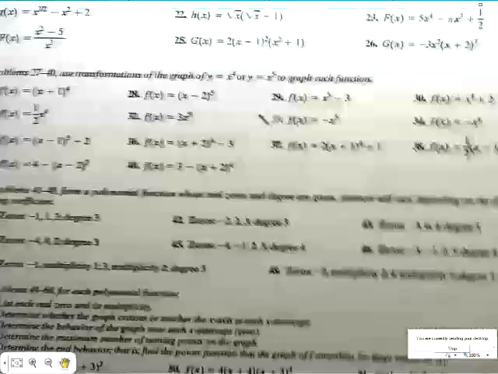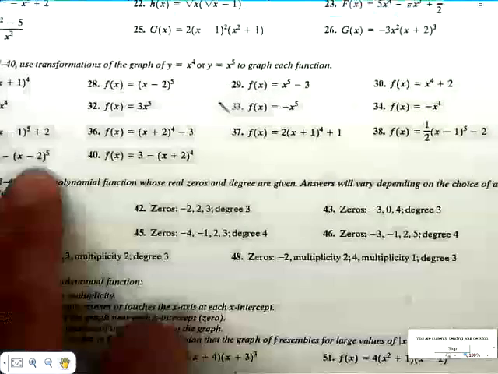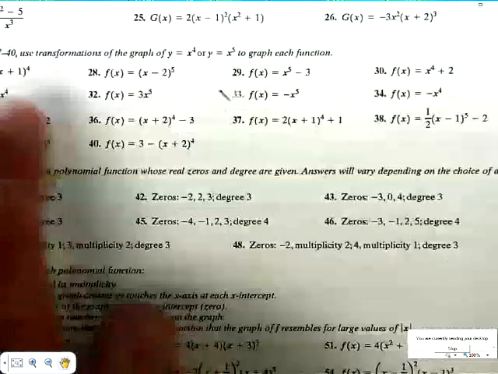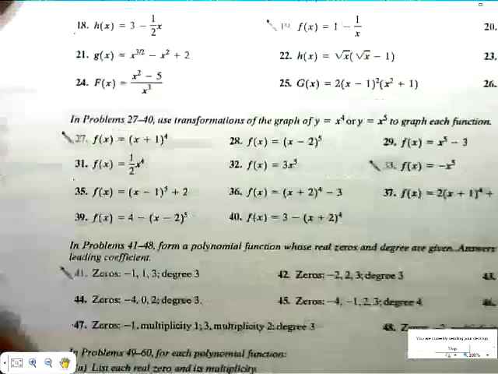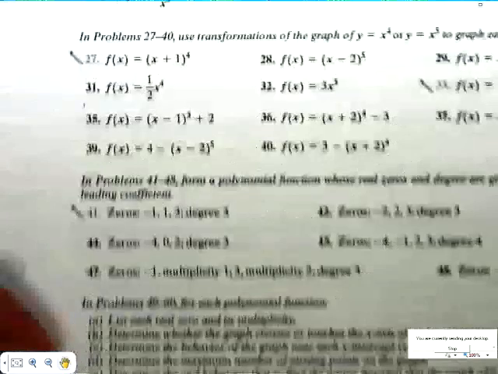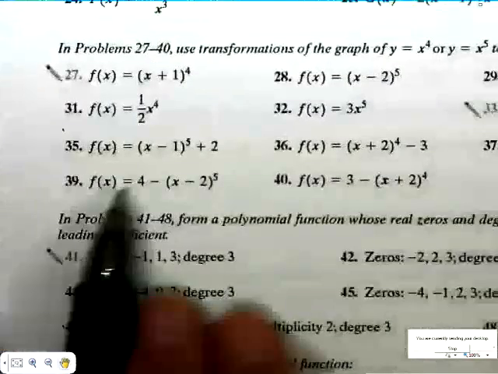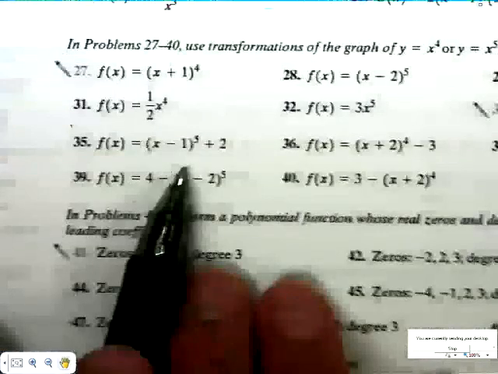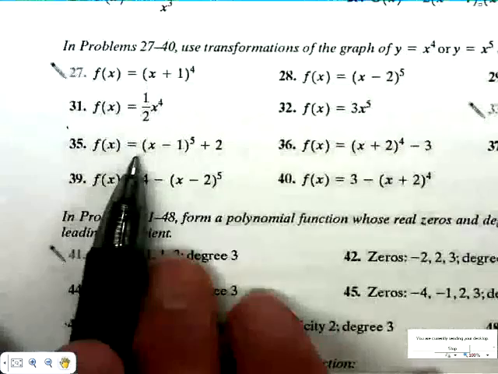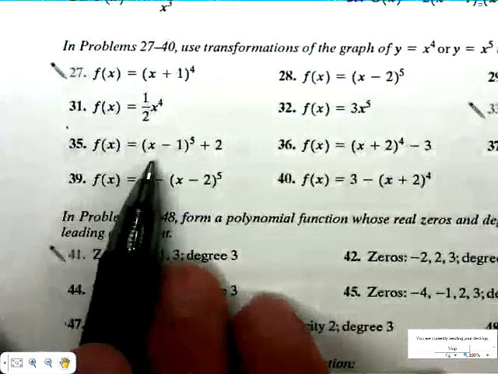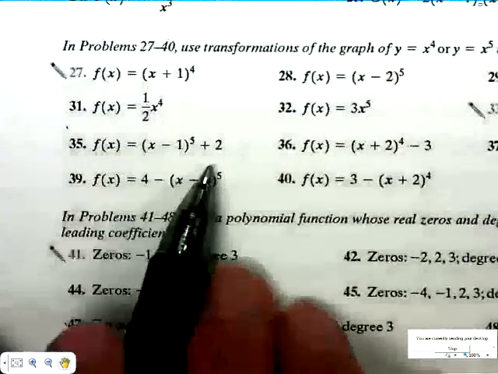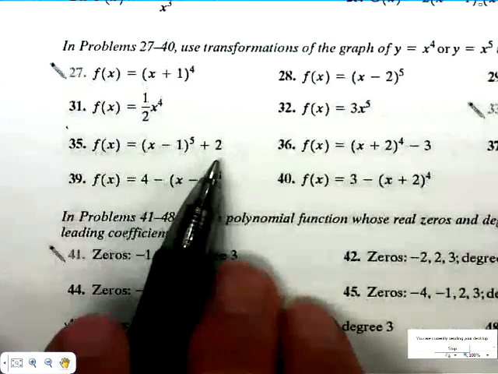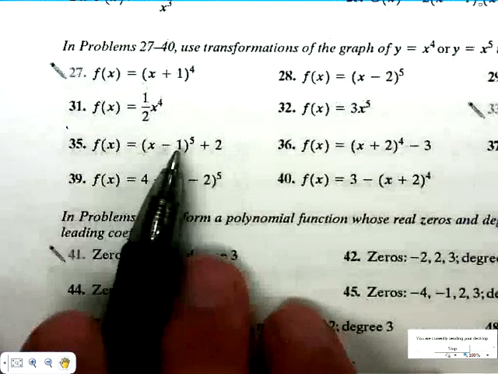I have the wrong page number, but I think it's 27 through 39 on this page, and it's just the graphs we've already done. This number 35, this odd degree function with a positive coefficient, it's going to look like x cubed, but what's its turning point going to be? Positive 1, positive 2.